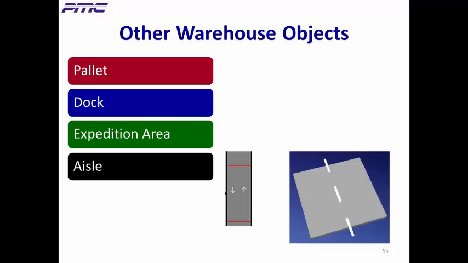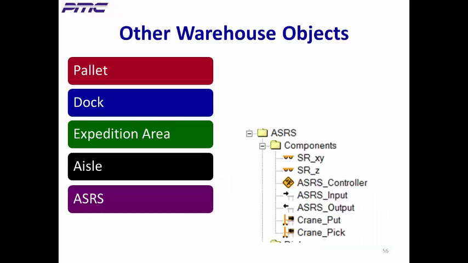Aisles model the aisles that warehouse trucks move on. They use PlantSim's built-in 2-lane tracks and can be customized for length, width, capacity, etc. An automated storage and retrieval system can also be modeled with the ASRS objects.